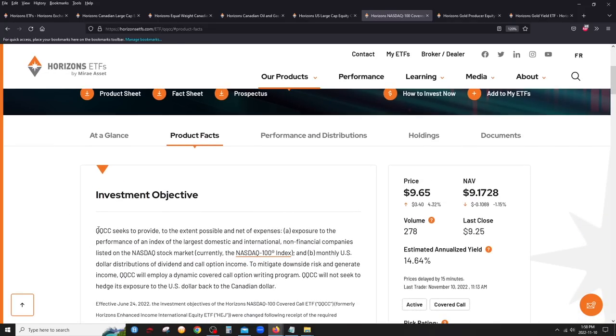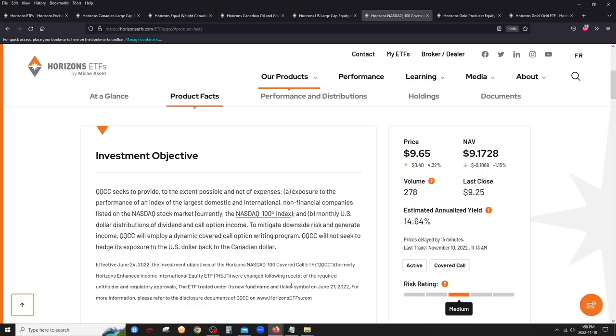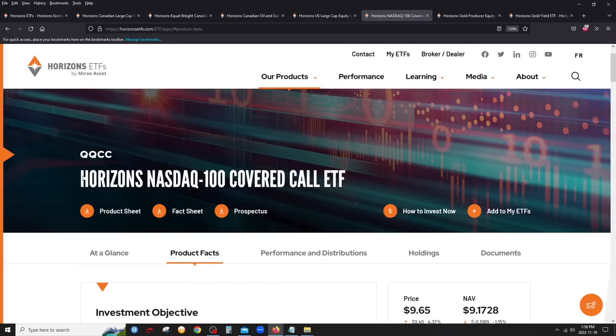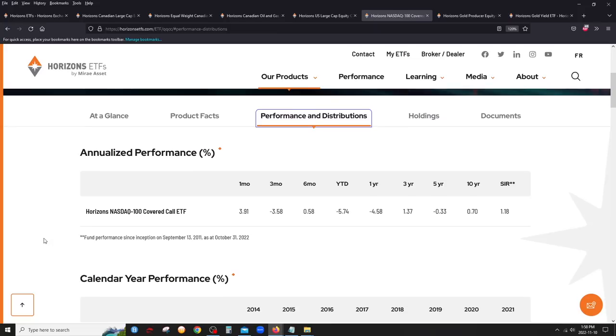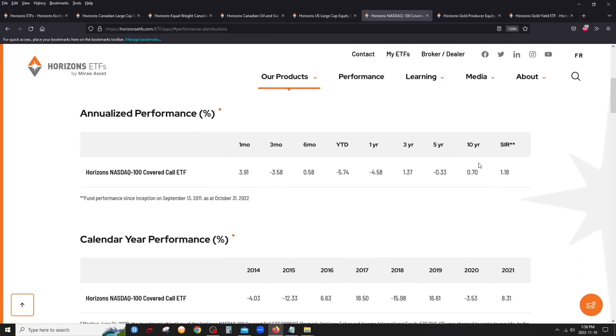So QQCC, basically what they did, and this is where you might get a little confused, they renamed their HEJ. They used to have a covered call ETF for international stocks called HEJ. So instead of creating a new ETF called QQCC, they transitioned that existing HEJ ETF into QQCC. What that means, and this happened in June, is you've got to ignore the annualized performance, because it is based mostly on the HEJ ETF. So yeah, a little bit complicated.